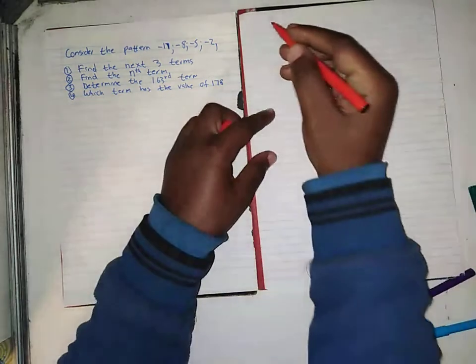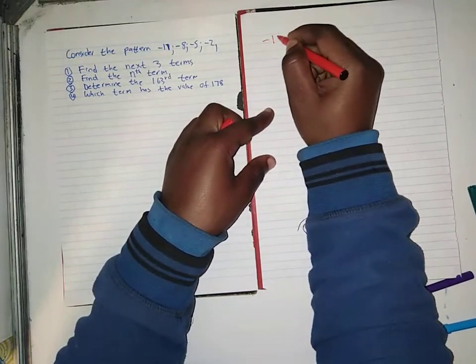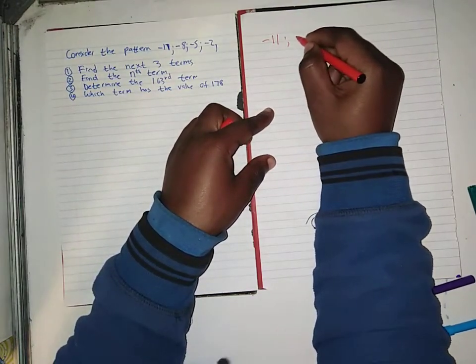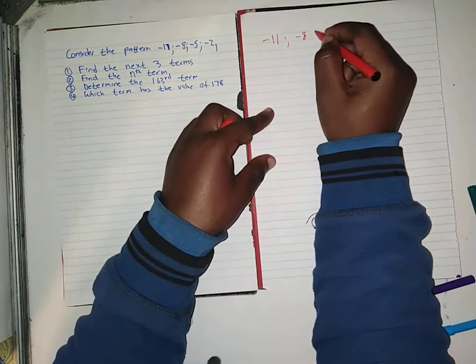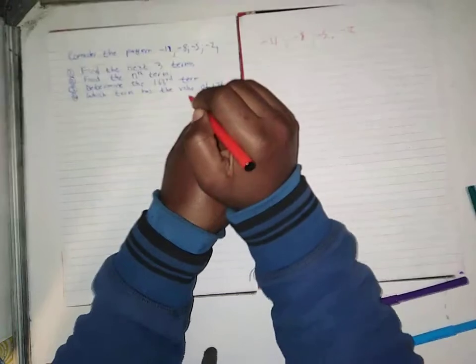We just look at how we go from one to another. So let's get this party going. In this particular case, we've got minus 11, and then we've got minus 8, and then we've got minus 5, and then we've got minus 2.